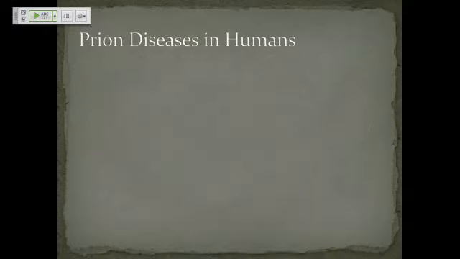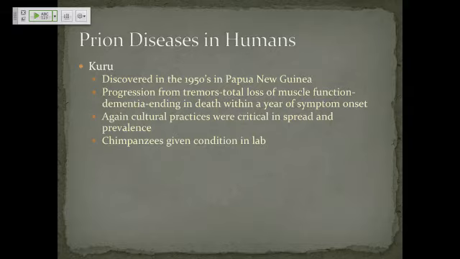So now we'll discuss a couple of the classical prion diseases in humans. The first one is called Kuru. It was discovered in the 1950s in Papua New Guinea in a group of people there. Again, you see the same types of symptom development that we talked about in animals. You get a progression of tremors to total loss of muscle function, dementia, and you eventually die. Invariably fatal. There are no effective treatments for these prion diseases yet.